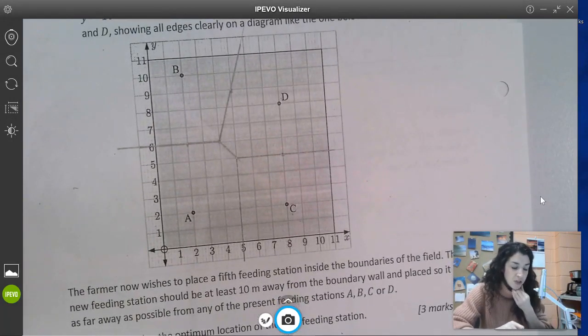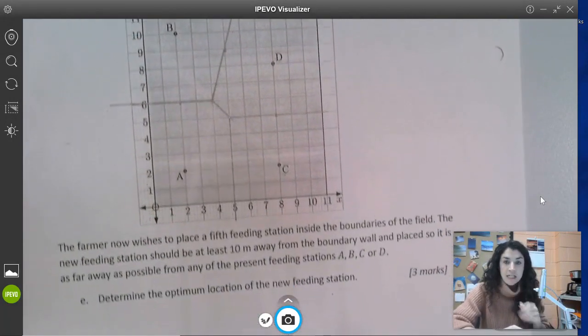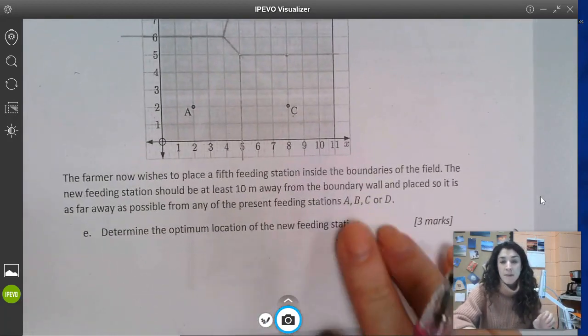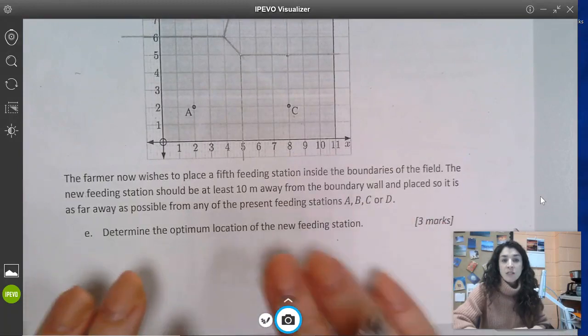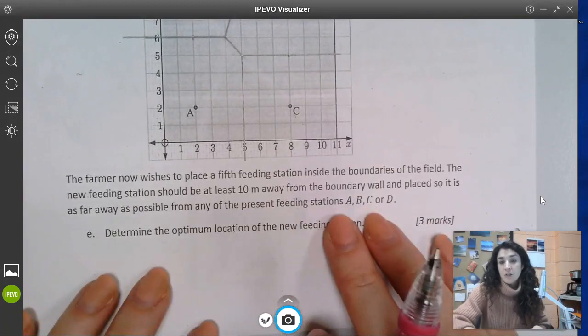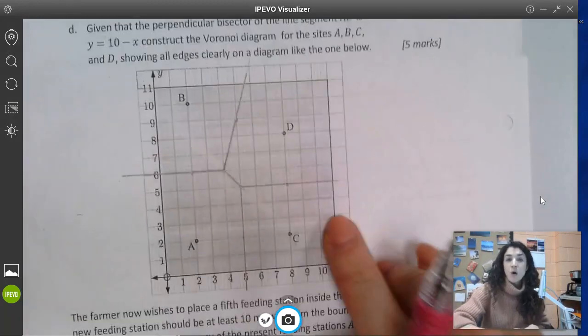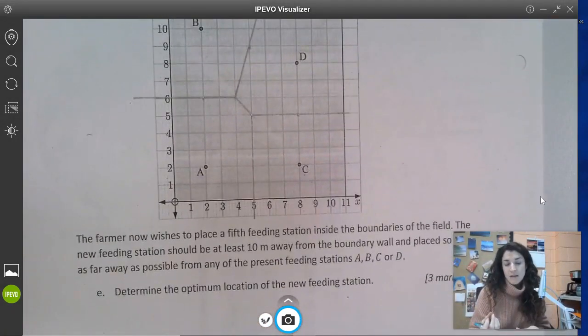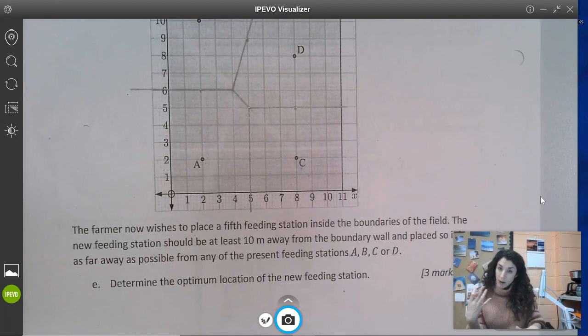Okay, it says the farmer now wishes to place a 5th feeding station inside the boundaries of the field. The new feeding station would be at least 10 meters away from the boundary wall and placed so it is as far away as possible from the present feeding stations A, B, C, or D. Within the boundary wall means it needs to be within here, and it needs to be equally far away from A, B, C, or D, and you want it to be as far away as possible, so then that way it's feeding into an empty space that you can accommodate by putting a feeding station in there. So it says determine the optimum location of the feeding station.